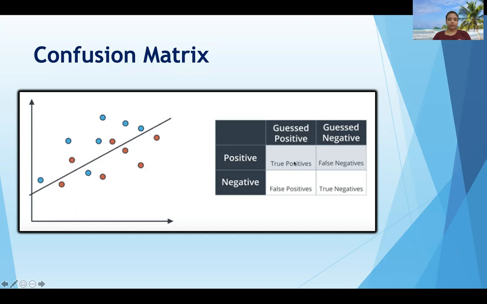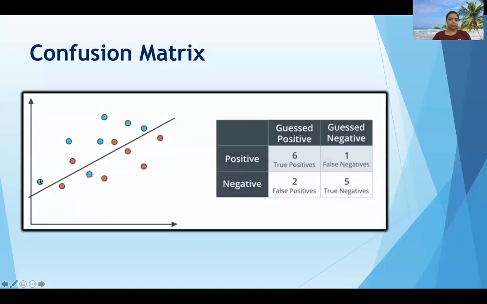In order to calculate the true positive, here you see this blue point, which is a positive point, is placed in the positive region, and its count is 1, 2, 3, 4, 5, 6. This is the 6 here. This blue point, the positive point, is placed in the negative region, so this is the false negative case. Its count is 1, so it is 1 here.